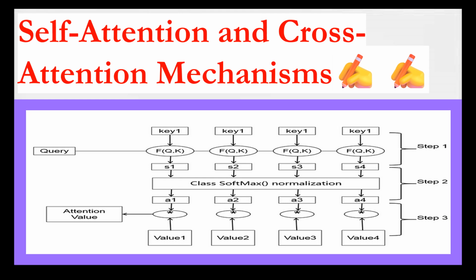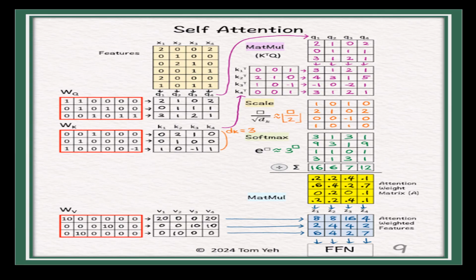Attention is the key to unlocking transformer model's power. So today we will understand self-attention and cross-attention with relatable real-life examples. So let's start with self-attention mechanism first.